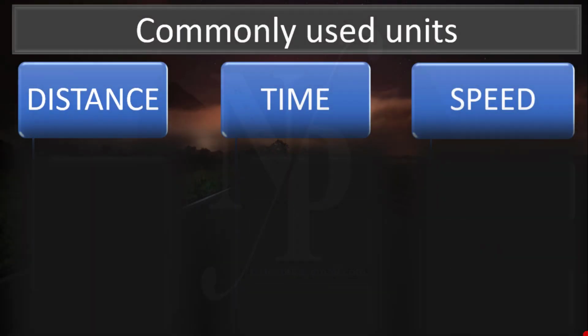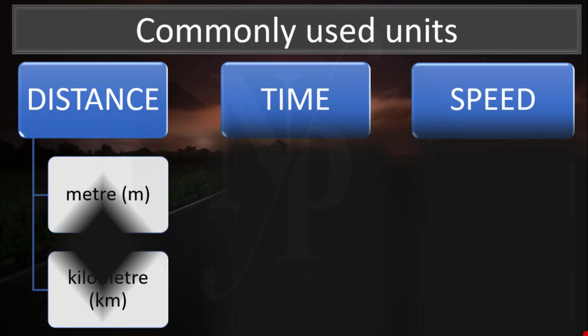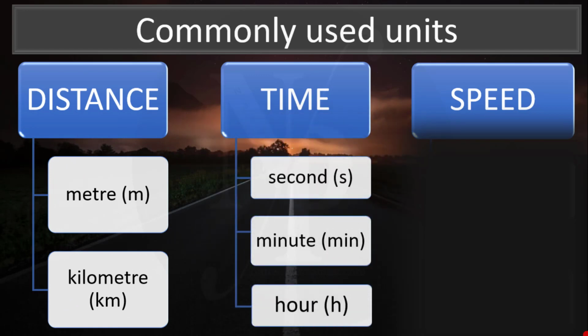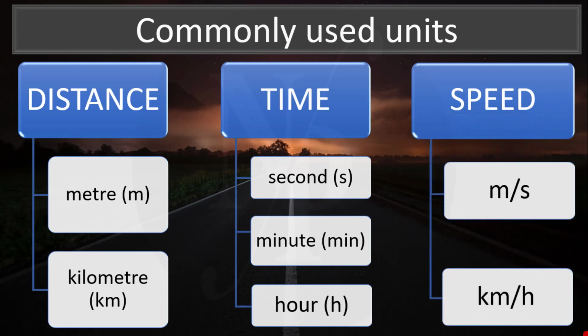Commonly used units of distance, time and speed. Meter and kilometer are the units of distance. Second, minute and hour are the units of time. Meter per second and kilometer per hour are the units of speed.